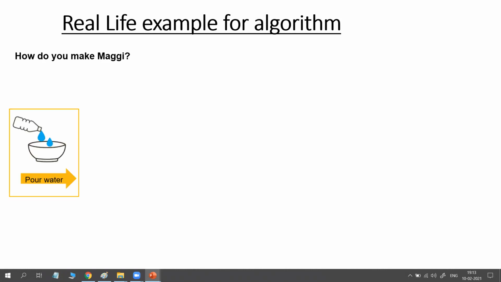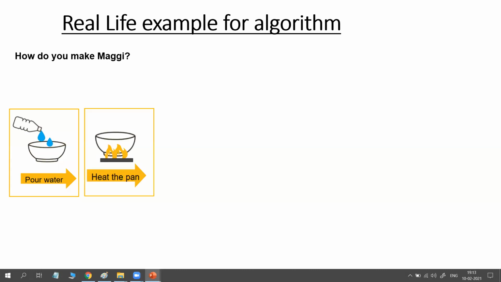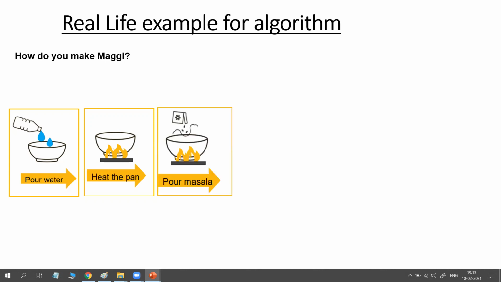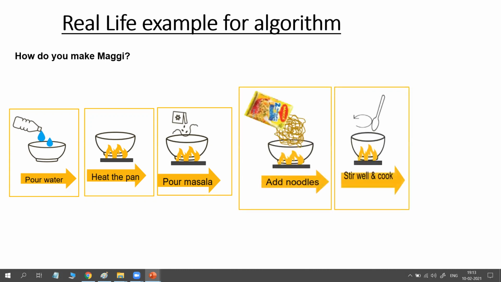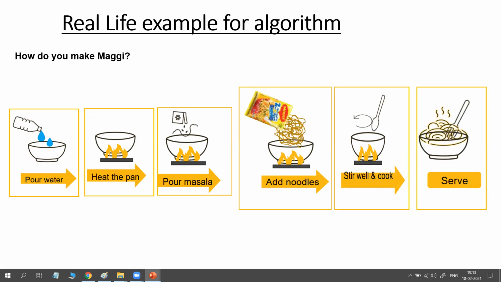First we pour some water into the bowl, and later heat the pan. And what is the next step? You see each of these as a step. Then pour the masala packet into that pan, and later add noodles, stir well and cook. And after some time, after 5 to 10 minutes, you serve. So these are 6 steps. So this is an algorithm for making Maggie. Each of these is nothing but a step. So this is step 1, and similarly step 2, 3, 4, 5, 6. So this is one algorithm.